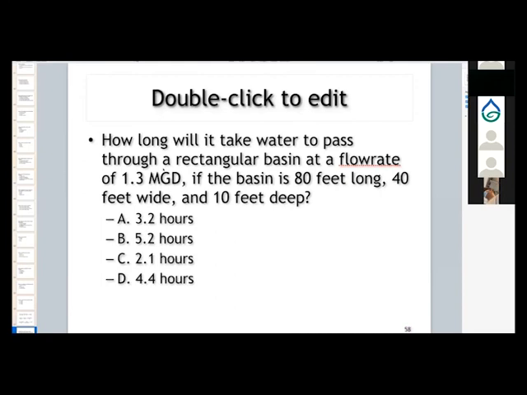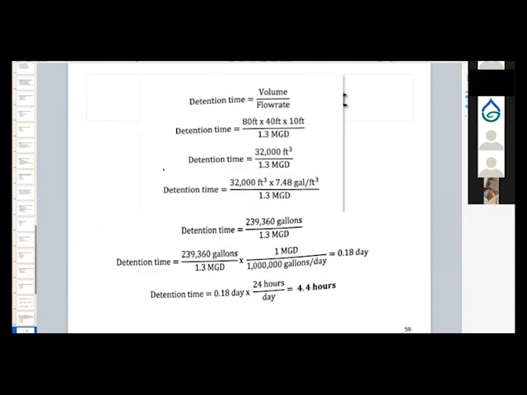How long will it take for water to pass through a rectangular basin at a flow rate of 1.3 mgd, if the basin is 80 feet long, 40 feet wide, and 10 feet deep? This is a detention time question, and these rectangular basins are what we call sedimentation basins. Detention time equals volume over flow rate. First, our volume is 80 by 40 by 10, which gives us 32,000 cubic feet. Multiply that by 7.48 and you get about 240,000 gallons. Then you're dividing that by 1.3 mgd.